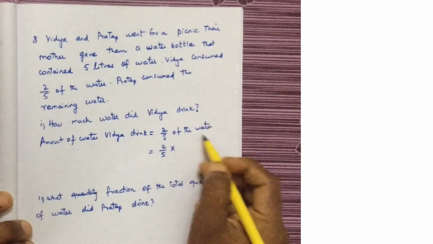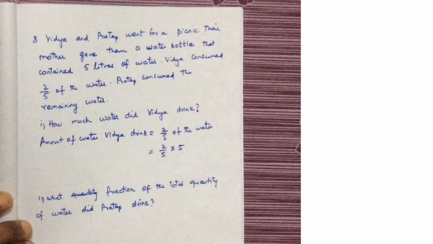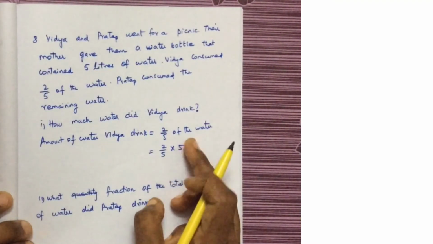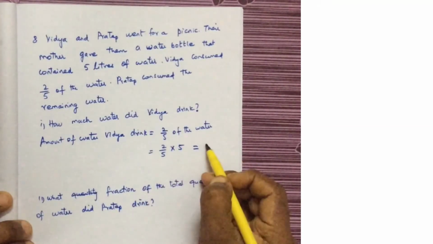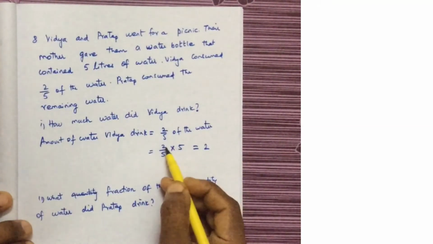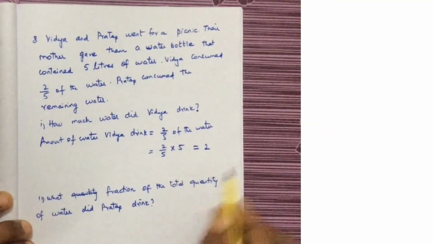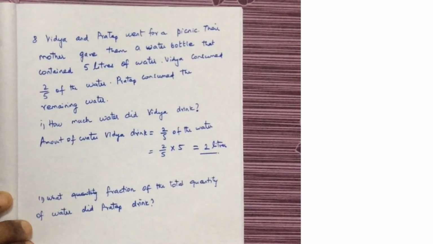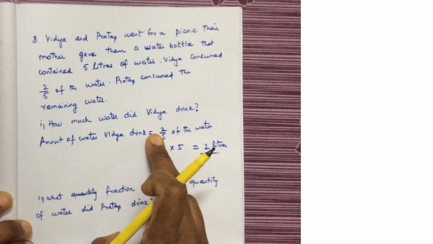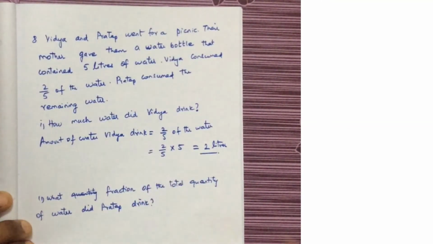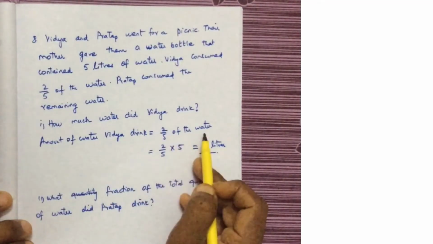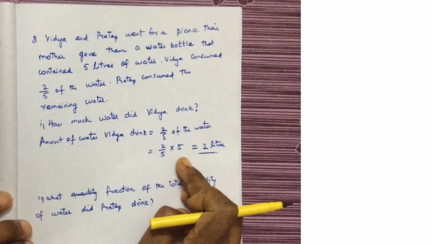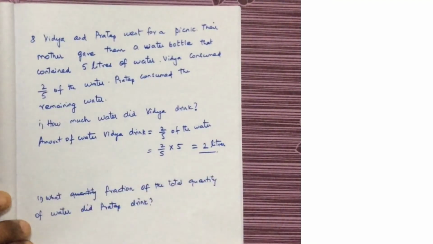What is the total amount of water? It is 5 liters. That is equal to, either you cancel this 5 and 5, then you will get 2 as the answer, otherwise multiply 2 by 5, that is 10, divided by 5 is 2. So what is this 2? It is liters. You should not put a unit for a fraction. 2/5 is a fraction. So Vidya consumed 2/5 of the water. So 2/5 of the total amount of water, which is 5, so Vidya consumed 2 liters of water.